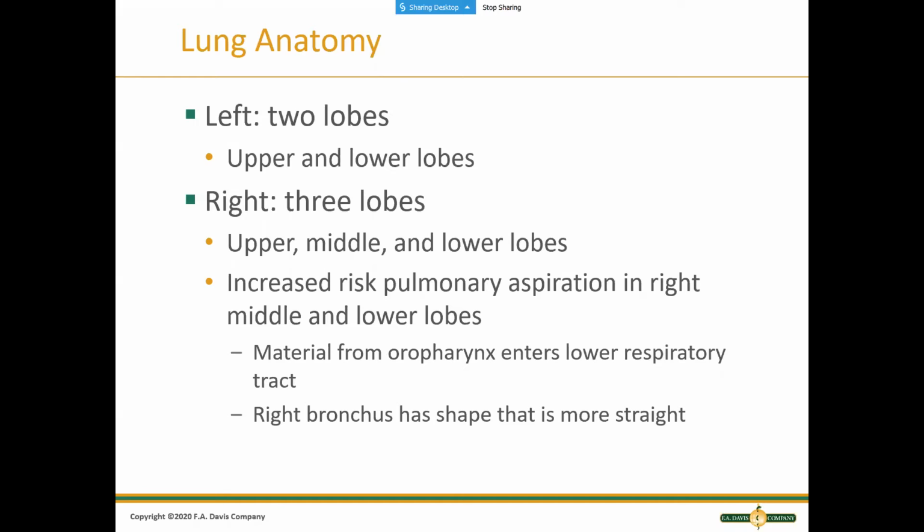As opposed to the left bronchus, it has to make a right angle turn to get around your heart. Your heart's in the way. So the left bronchus is this right angle turn. Food doesn't get down on the left side very easily, but the right side is just a straight shot. We had that happen in clinicals on Monday, right off the bat. Patient was eating his breakfast and he aspirated.